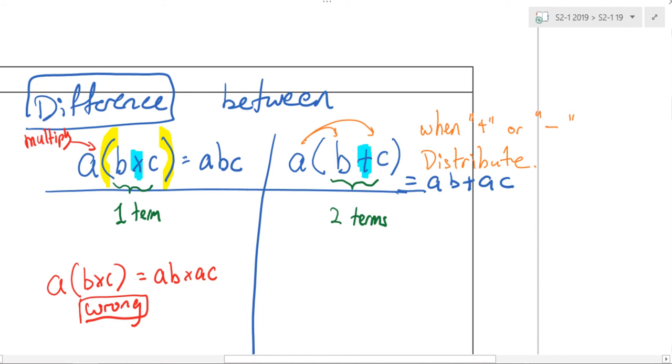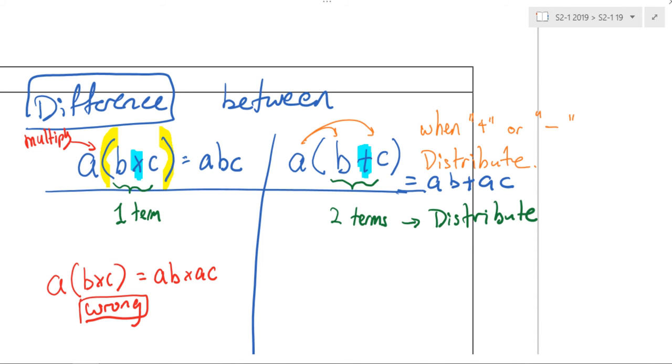Okay, this is a mathematical way of explaining. Whenever you see B plus C, actually there are how many terms? Two. B times C, one. So whenever you see two terms, you need to distribute. Distribute means the rainbow thing. Sean, are you writing?